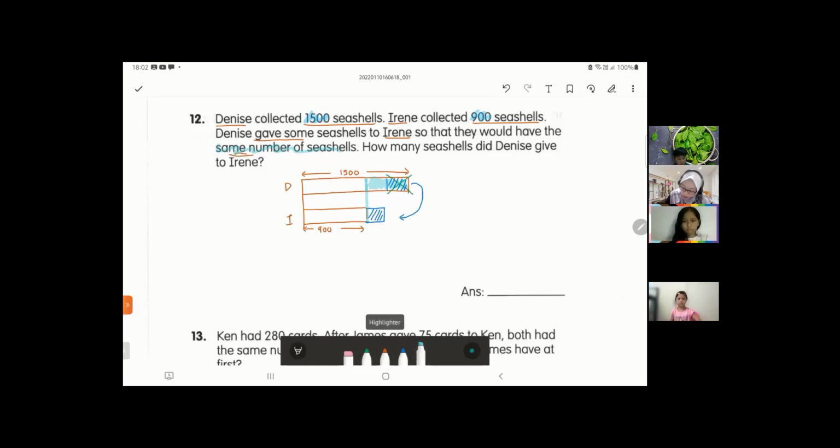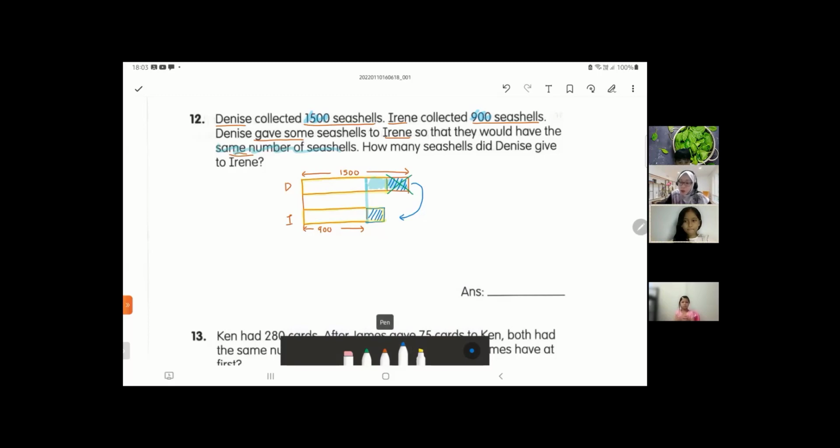Then I want you to look at the model again. So Denise will have the yellow colored one. Irene will have the yellow colored one. Can you see that they're not equal? Okay. So how many did Denise give to Irene then?